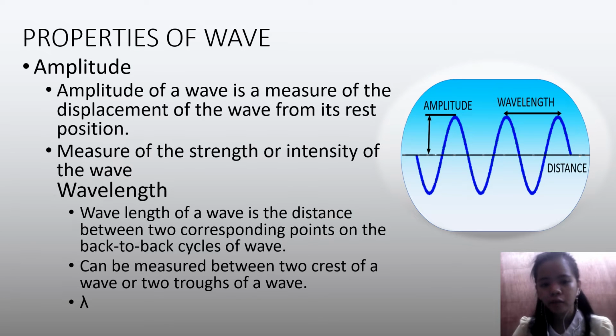Properties of waves. The amplitude of the wave is a measure of the displacement of the wave from its rest position. It is a measure of the strength or intensity of the wave. The wavelength of a wave is the distance between two corresponding points on back-to-back cycles of the wave. It can be measured between two crests of a wave or two troughs of a wave. The unit is called lambda.